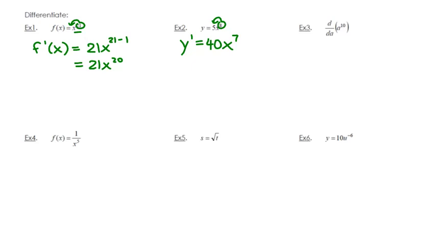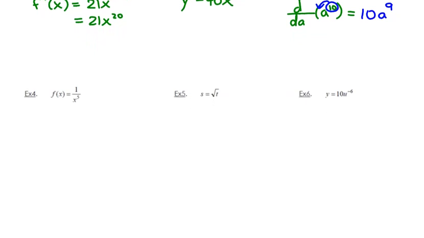Okay, example number 3. This one is just saying the derivative. So they want you to find the derivative of a to the power of 10. So we're just going to say that that equals bringing the 10 down to the front. So you're going to get a to the, no, let's get rid of that. 10 times a to the power of 9. So 1 less than that 10.